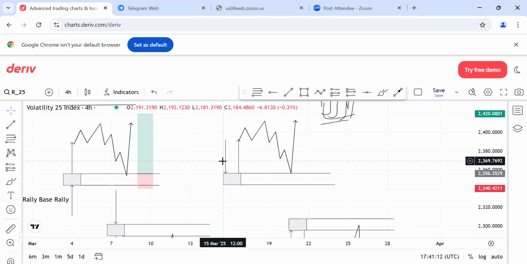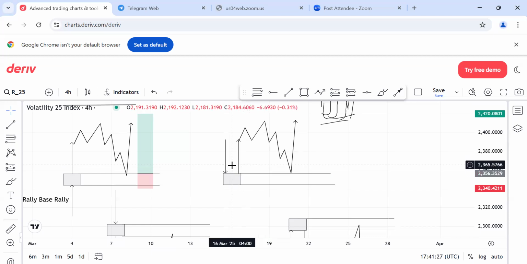The drop to the base level should also be an impulsive move, and the rally out of the base level should also be an impulsive move to confirm this order block formation. Yeah, so we need these moves to and out of the base level to be impulsive moves.